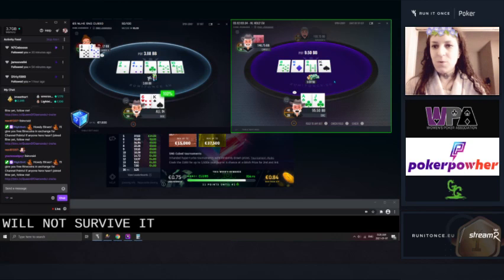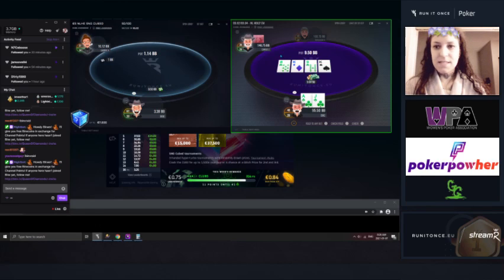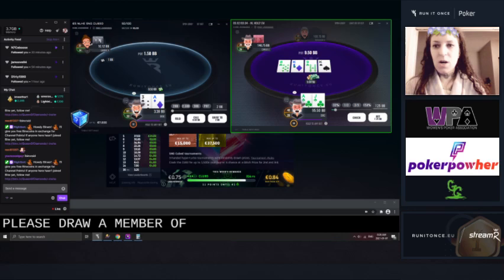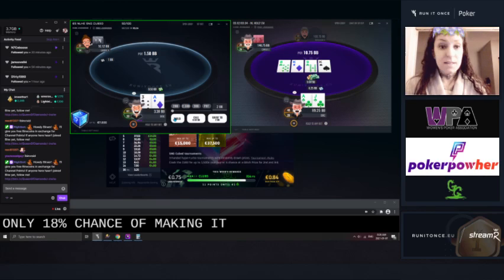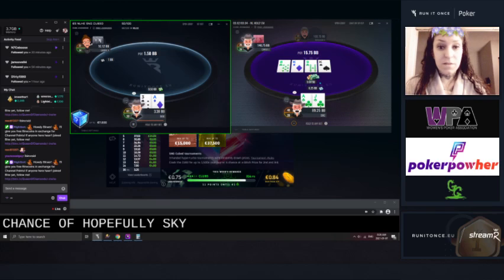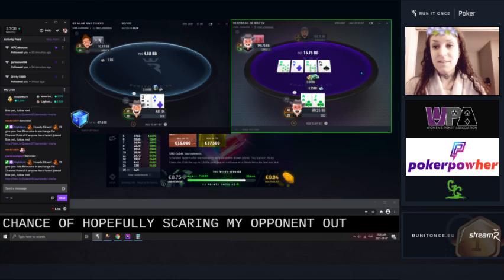Ooh, another king flopping down here on the turn. We've still got this draw. Remember, on the flop we had 36%, but now we have only 18% chance of making it. I have a better chance of hopefully scaring my opponent out. And barrel it.